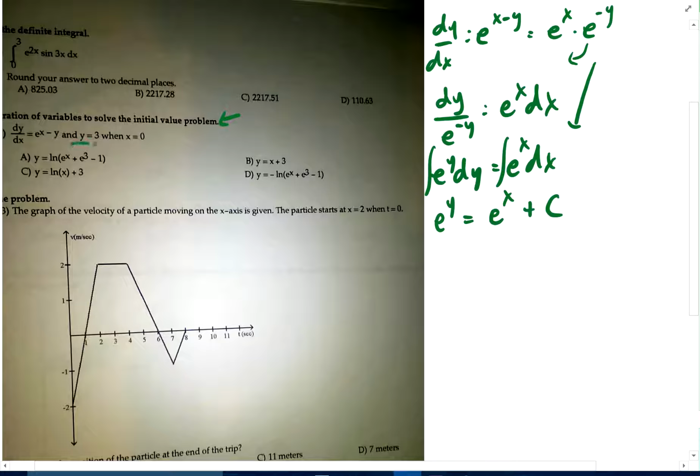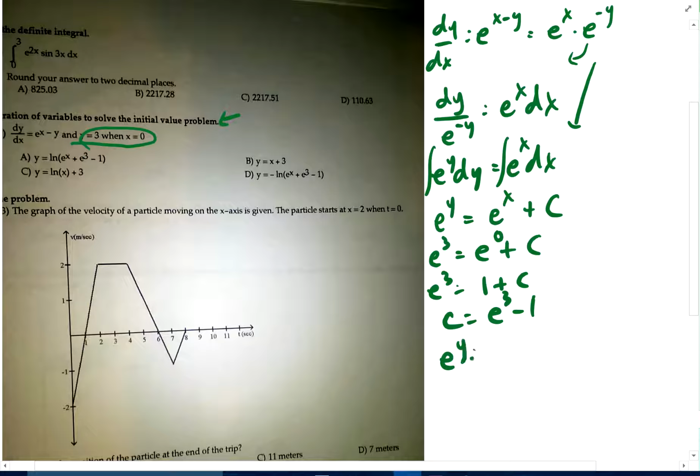And now I'm going to plug in my initial condition, and I get when x is 0, y is 3, so it's e to the third equals e to the 0 plus c. So c equals, well, let me write it out. E to the third equals 1 plus c. c equals e to the third minus 1. So I've got e to the y equals e to the x plus e to the third minus 1.